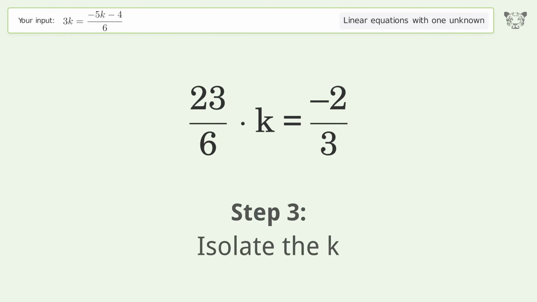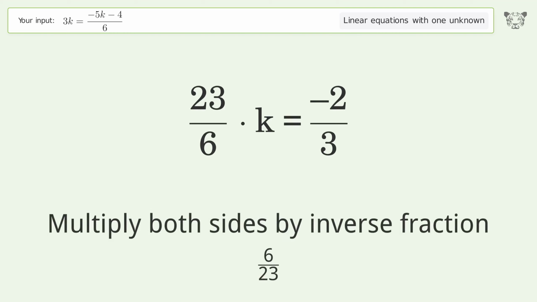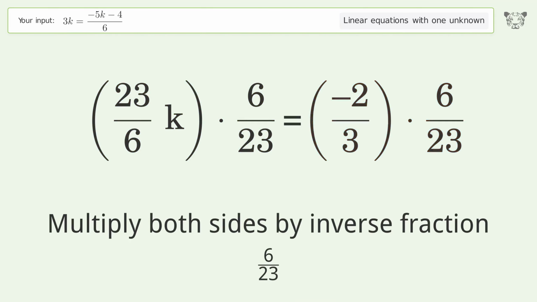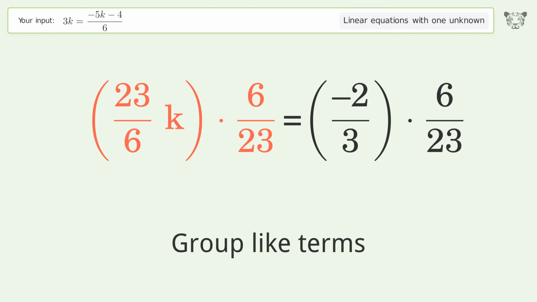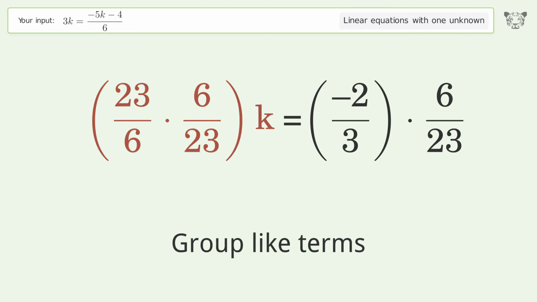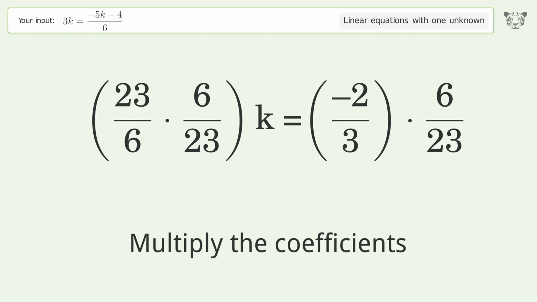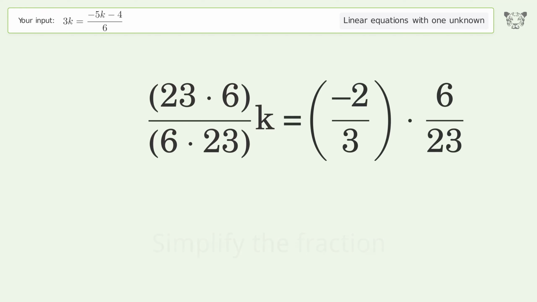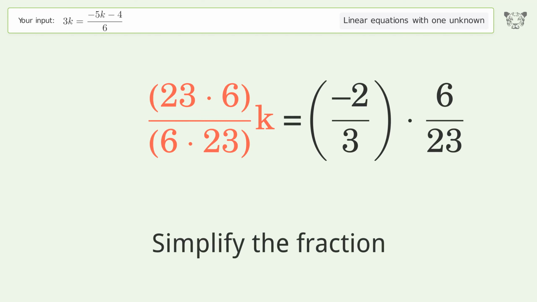Isolate the k. Multiply both sides by inverse fraction 6/23. Group like terms. Multiply the coefficients. Simplify the fraction.